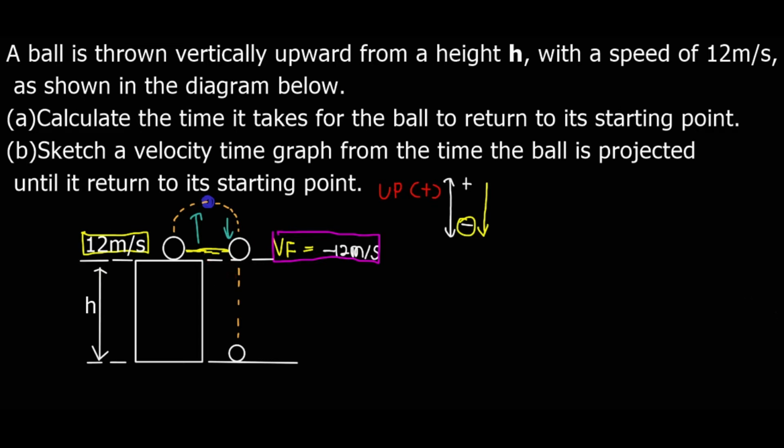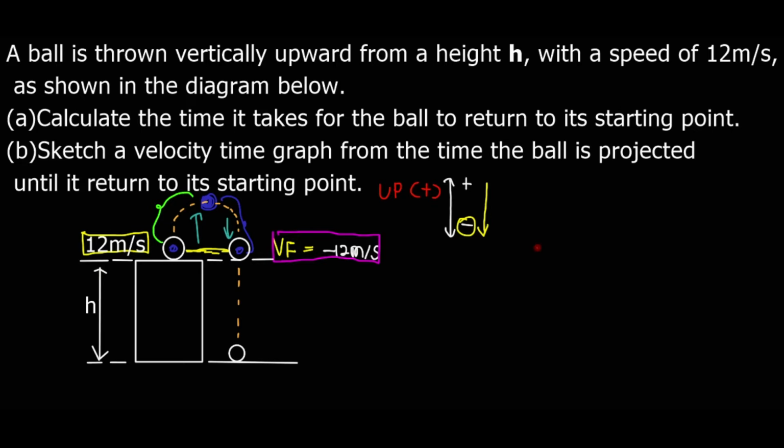And then another thing here is about the time it takes this object to reach the maximum height. You can only know the time it takes for this object to come back to this level. If this object takes 2 seconds from here to the maximum, then from the maximum to this point it is also 2 seconds, because this object is on the same level. Now I'll answer this question. Calculate the time it takes for the ball to return to its starting point.